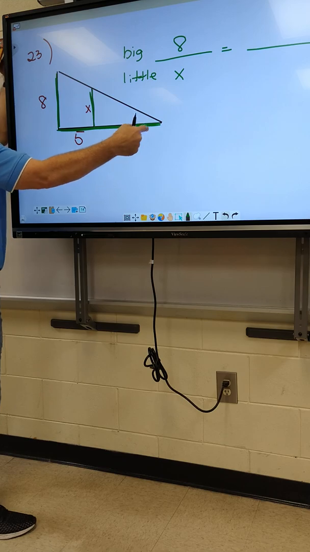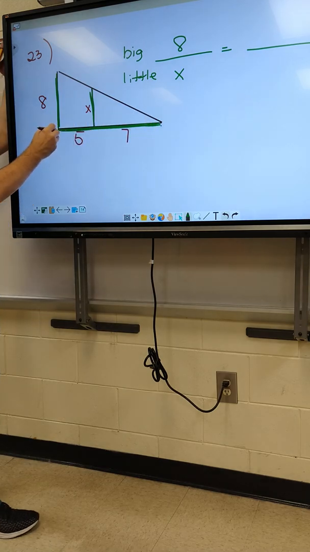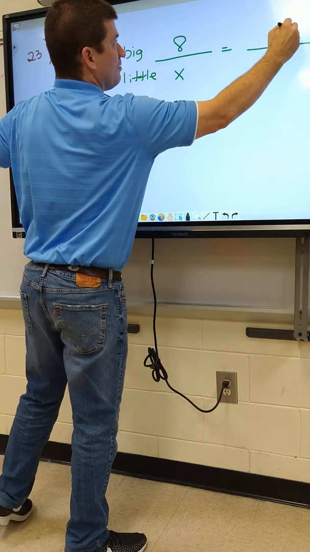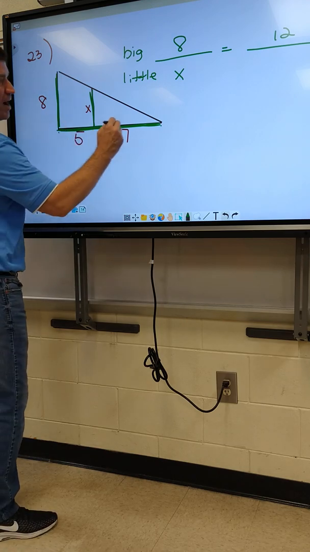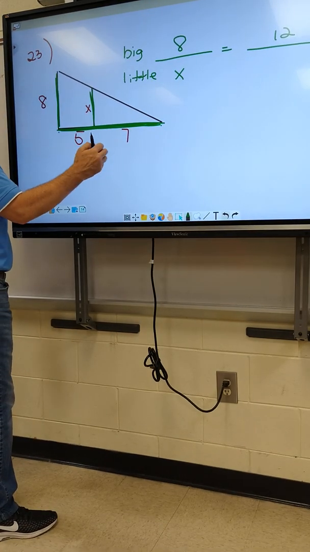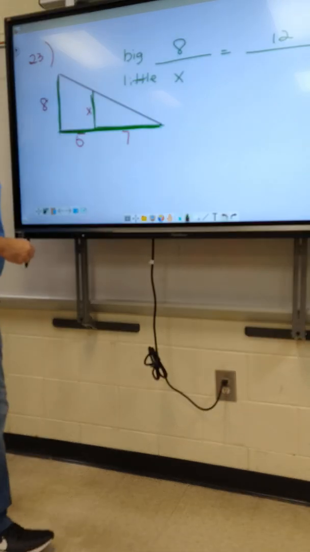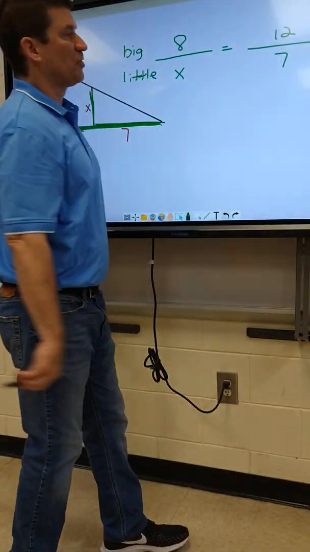5 plus 7 means how long is this side? 5 plus 7 is 12. So guys, from here to here is 12. 12's got to go on top. What goes on bottom? 7. Because look, the bottom of the big triangle is 12. So what's the bottom of the little triangle? 7. Cross multiply and divide.